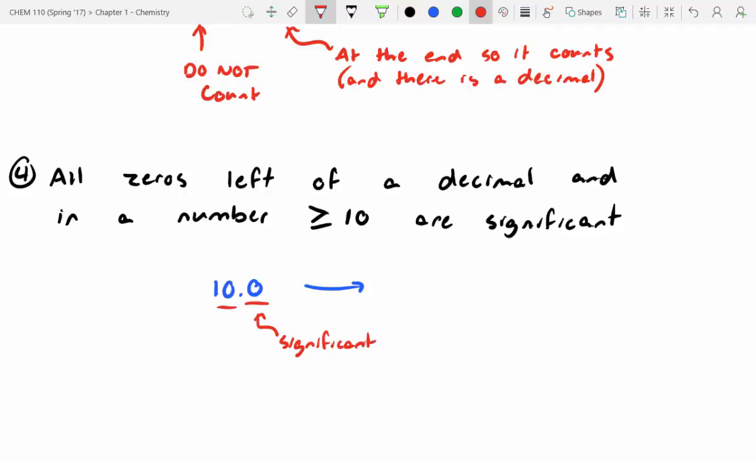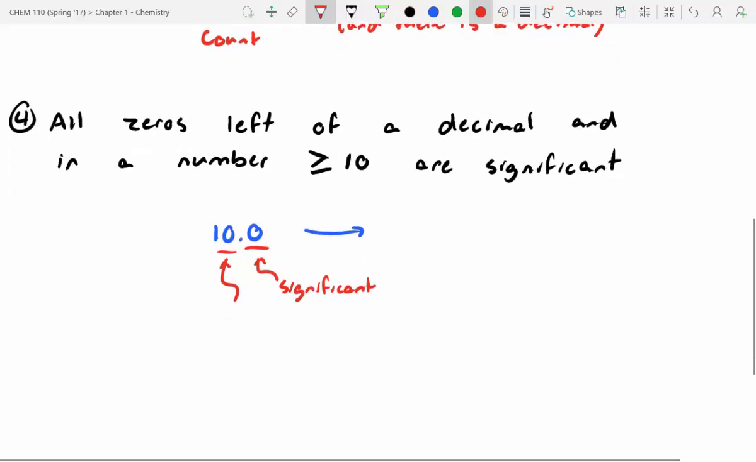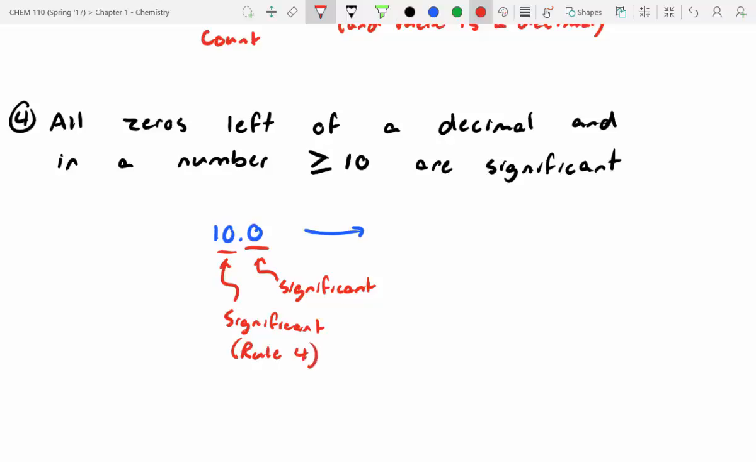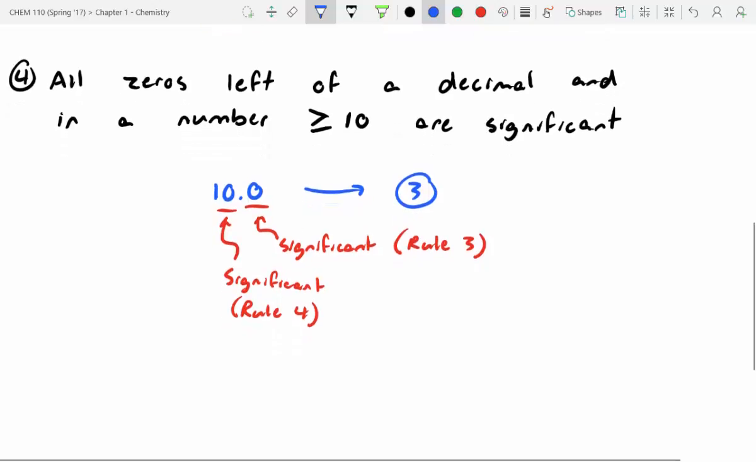And if we look at this one, that is to the left of your decimal, and it's in a number greater, or I should say equal to 10 in this case. So this one is also significant. And I'll just put Rule 4, and over here I'll put Rule 3. These can be a little bit tricky when you're getting used to them. So in this one we do have 3 significant digits. Let's do another one.